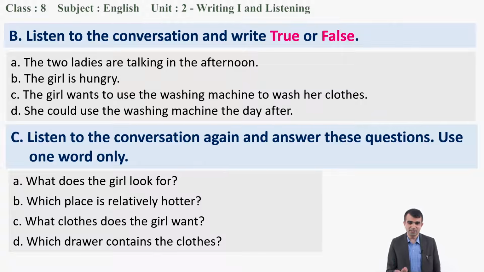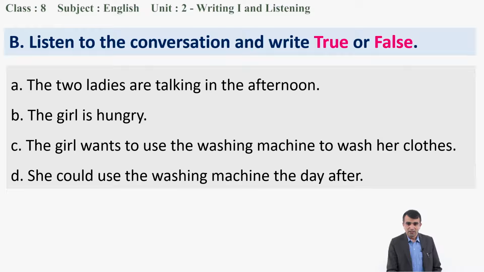Okay, good. You listened to it. Now, come to true false items. There are four statements. Now, listen to it and find out whether they are true or false. Will you? Okay, let's start. Well, there are four statements. I read them before. Read them once again within a few seconds. Okay, now listen to the conversation once again and write true or false next to the statement.